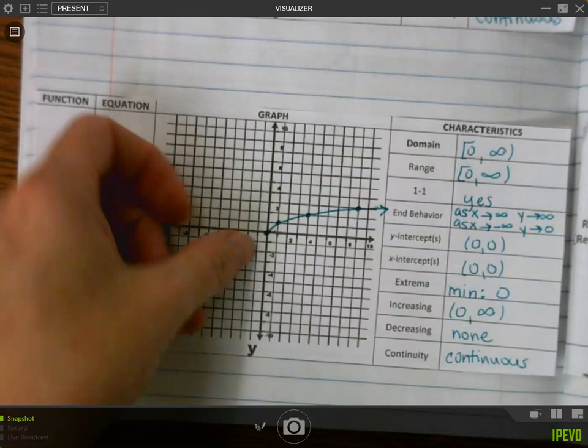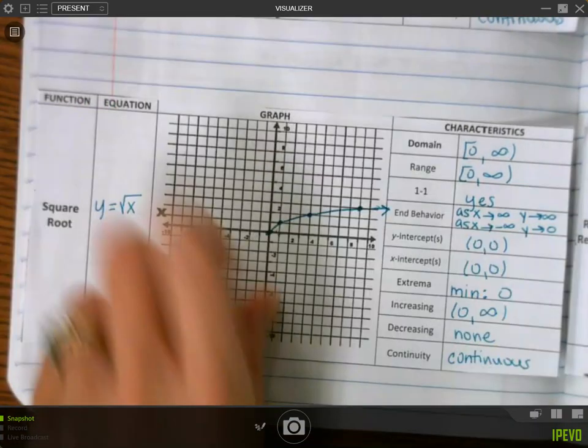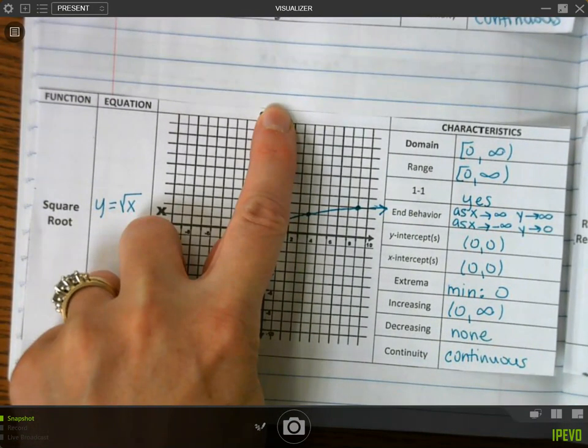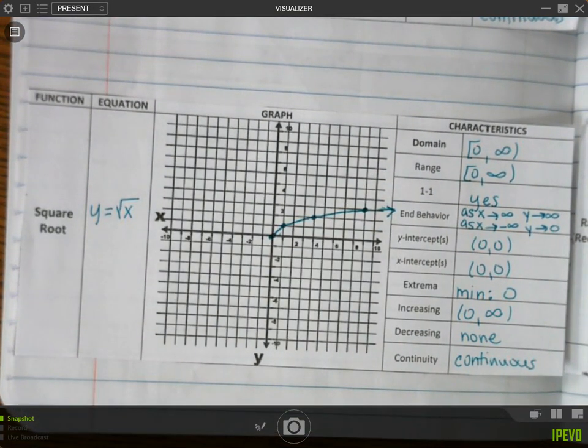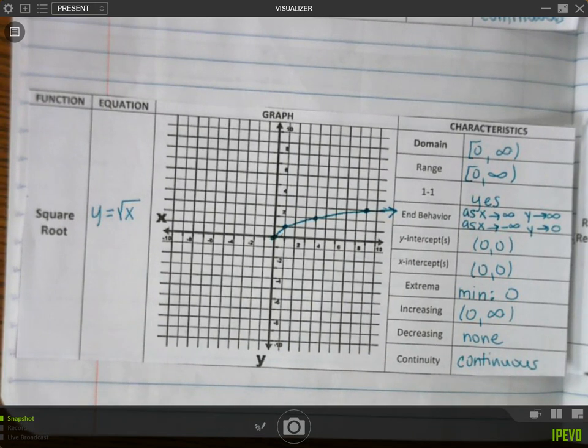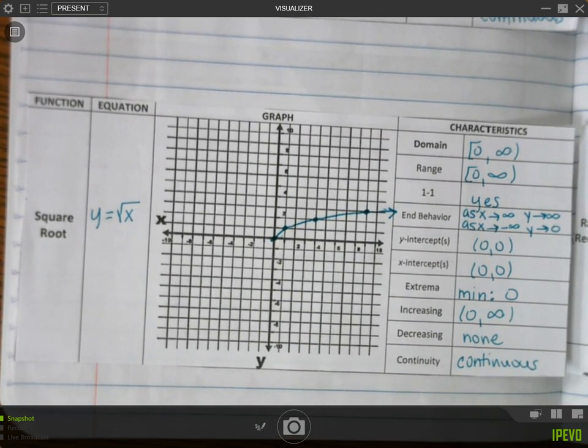All right, so domain, start at 0 and go to infinity. Same thing with range. Start at 0 and it's going to go up forever, really slowly, but it still is going to go up forever. All right, 1-to-1. It is 1-to-1. It passes the vertical and the horizontal line test.